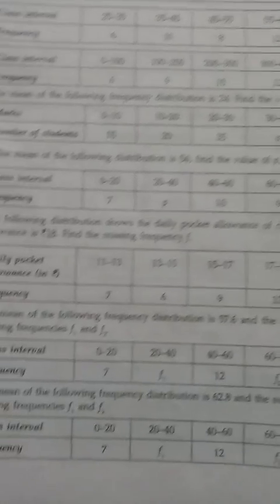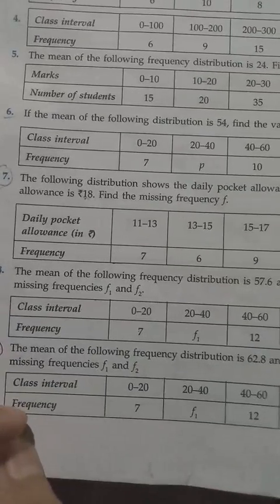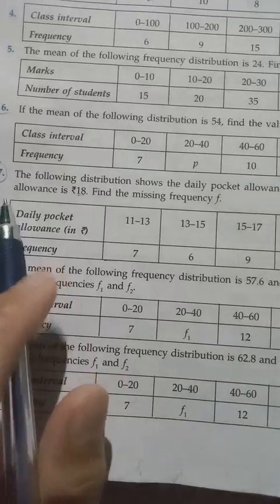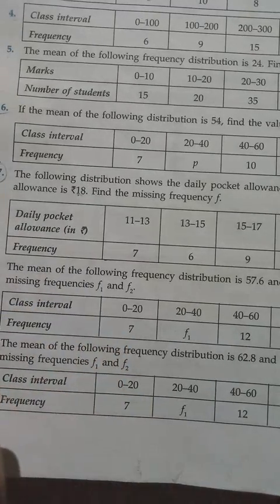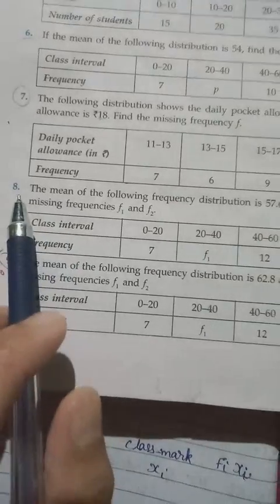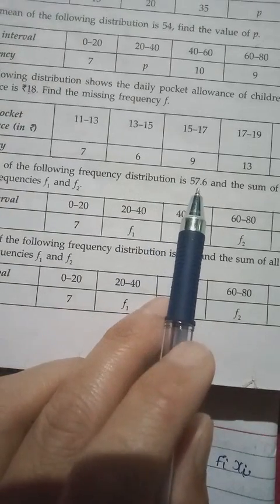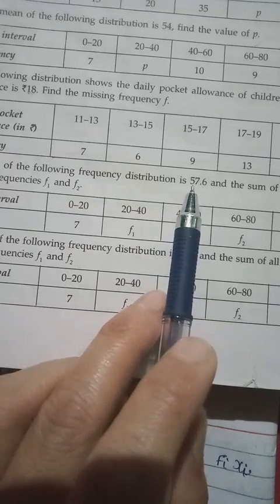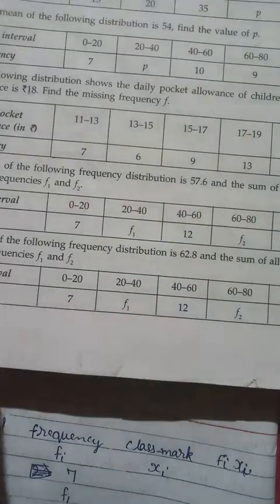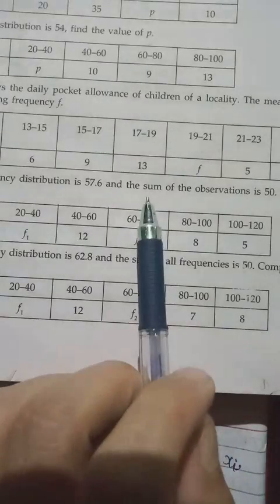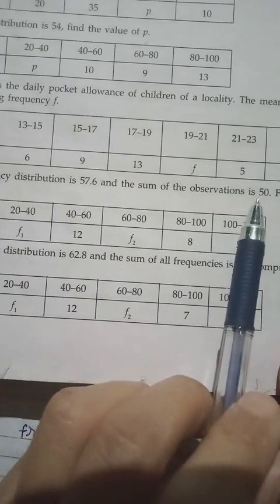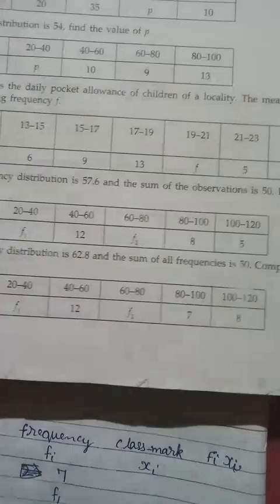From exercise 14E, today let us do number 7. Here, okay, we'll do number 8. Here they give us the mean already, okay? Mean is equal to 57.6. And the sum of observations, that means the total frequency, is given to be 50.